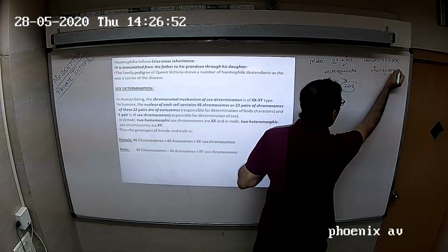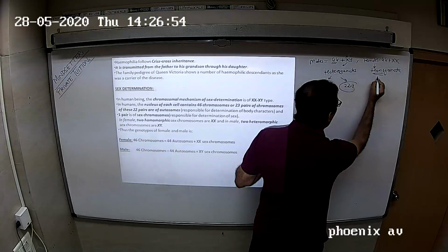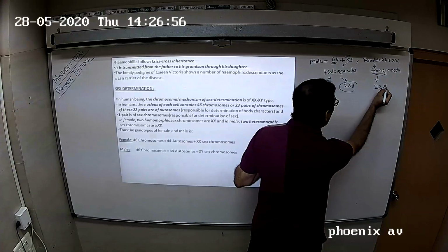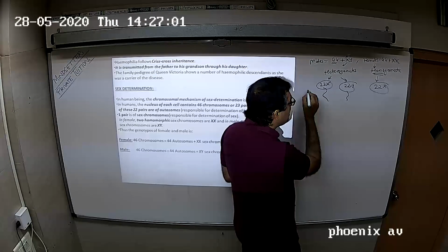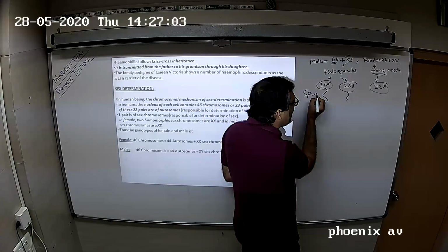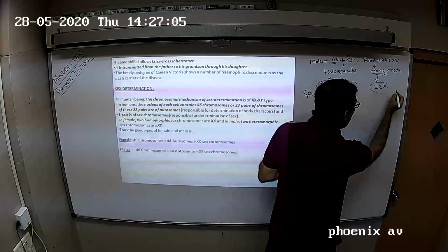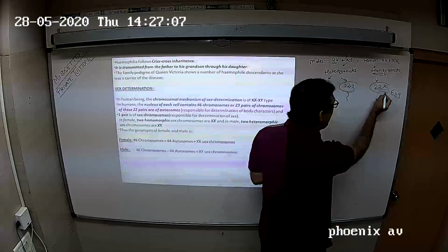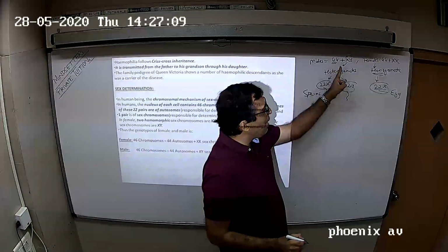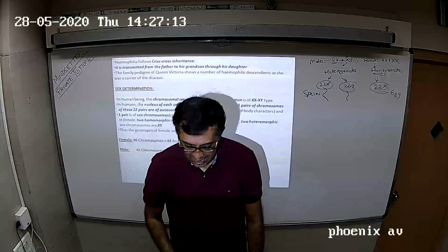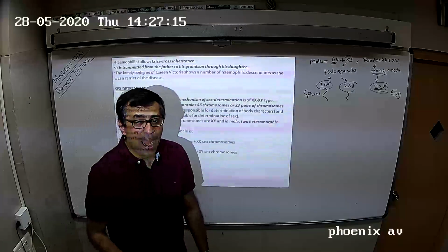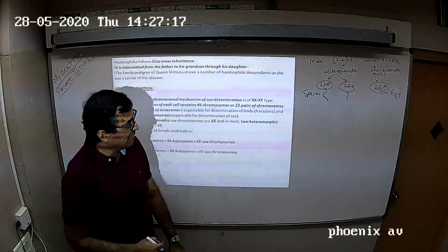So males are heterogametic, females are homogametic. Females are homogametic, homo means only one. Which kind of egg will they produce? Only 22X. So which type of sperms will there be? 22X and 22Y. Which type of egg? Only 22X. So who is heterogametic? Males. Who are homogametic? Females. This is the chromosomal pattern in case of humans.